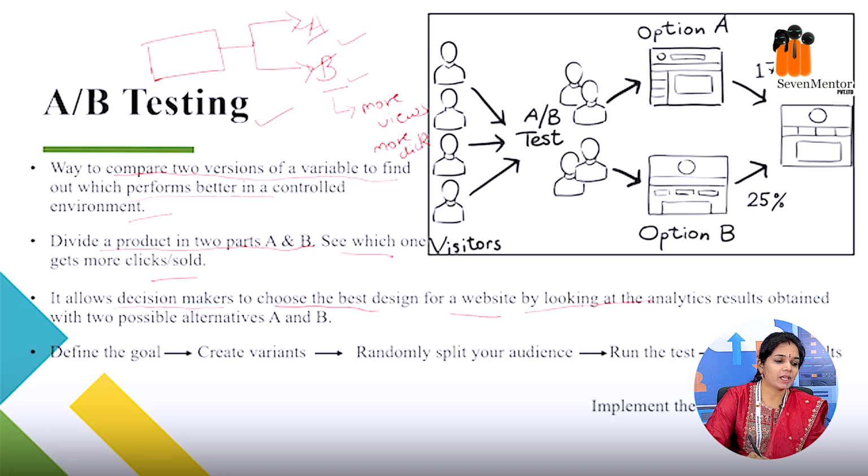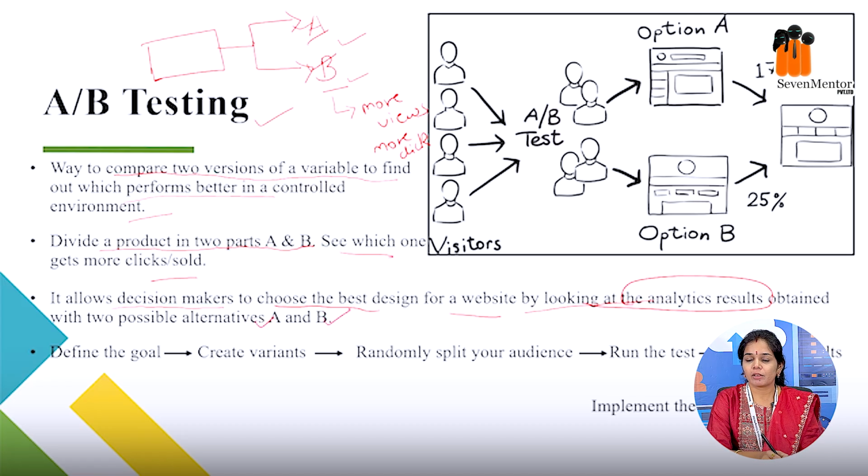Okay, we can consider this is done by having the analytics results obtained with two possible alternatives, A and B. Whatever we have just done with our mobile product, A and B. A is as it is, I have not made changes, I'm just launching, saying this is my mobile phone, please have a look, please purchase it. B will have some attractive advertisements, attractive features, attractive posters and some attractive logos to advertise my product.